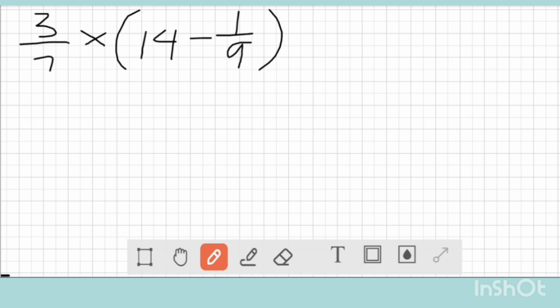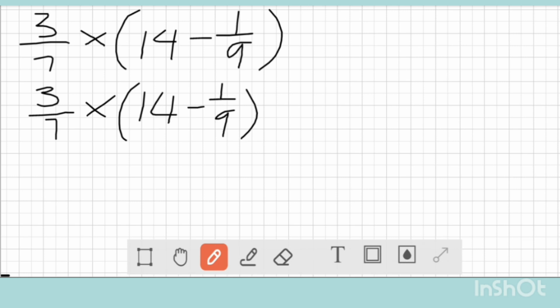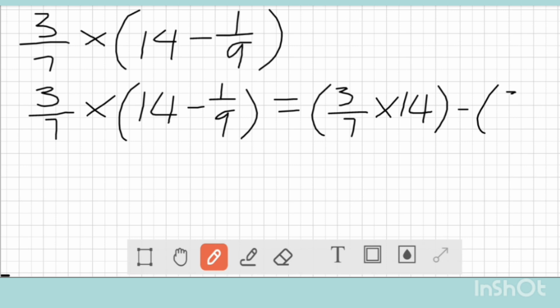So I'll be distributing 3 over 7 over 14 and 1 over 9 with an operation which is a subtraction. So here I'm repeating 3 over 7 multiplied by 14 minus 1 over 9, which is the same thing as 3 over 7 multiplied by 14, then minus 3 over 7 multiplied by 1 over 9.